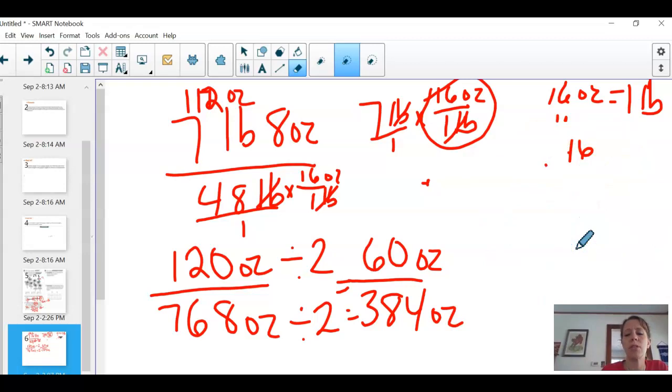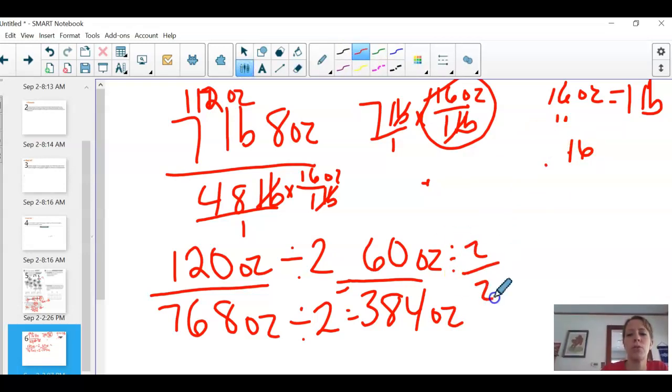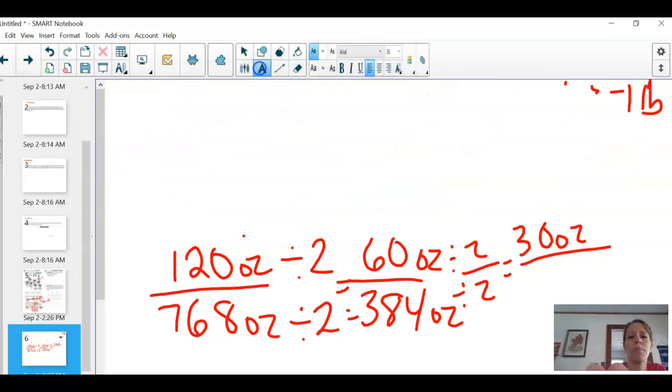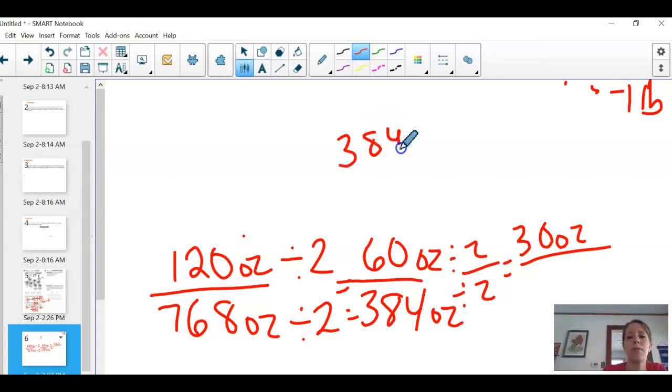I'm picking numbers that maybe you would have originally picked. Divided by 2 again, giving me 30 ounces over, erase some of this up here, make it a little easier to see. I'm going to start up a little bit higher this time. So I have 384 divided by 2.